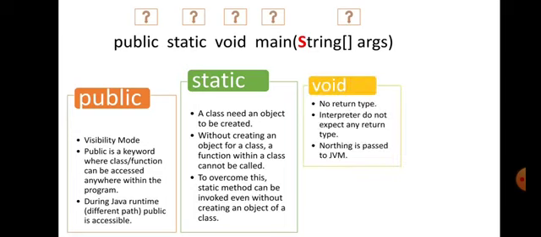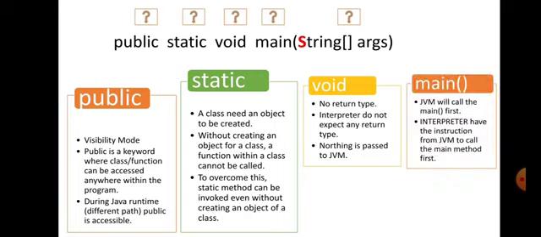Now let us move on to void. Void means nothing, children. Void means no return data type. The interpreter does not expect any return type. Nothing is passed to the JVM, the Java Virtual Machine. So void means it will not return any data type or any value. Void means null.